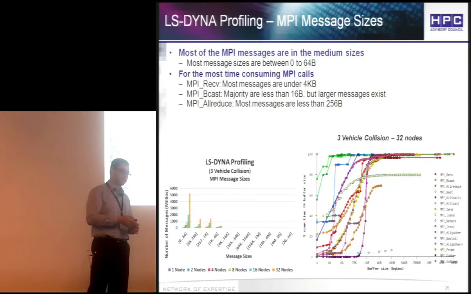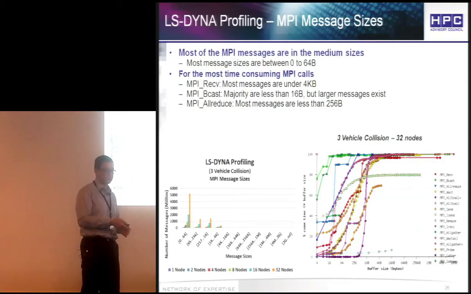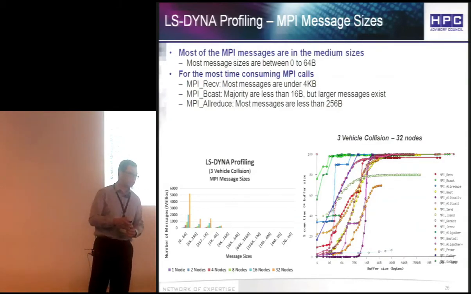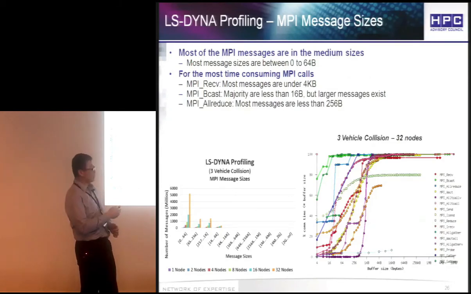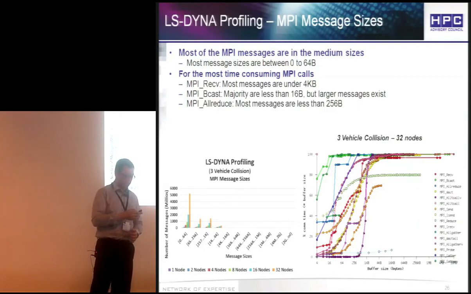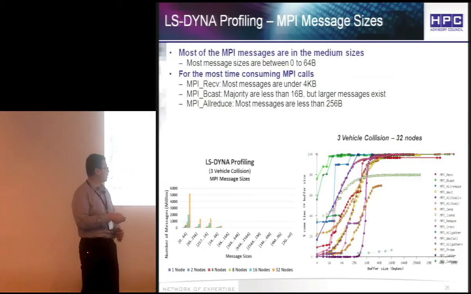This is yet another slide on the profiling that I see on the 3 vehicle collision data sets. We see that a large concentration of small messages is being used, mostly really small, 0 to 64 bytes. That is typical of an HPC workload and communication. So having a low latency interconnect would help, and InfiniBand is one of them. MPI receive is really taking place in the 4 kilobytes range, I'm sorry, right here. So I guess it's somewhere right there.